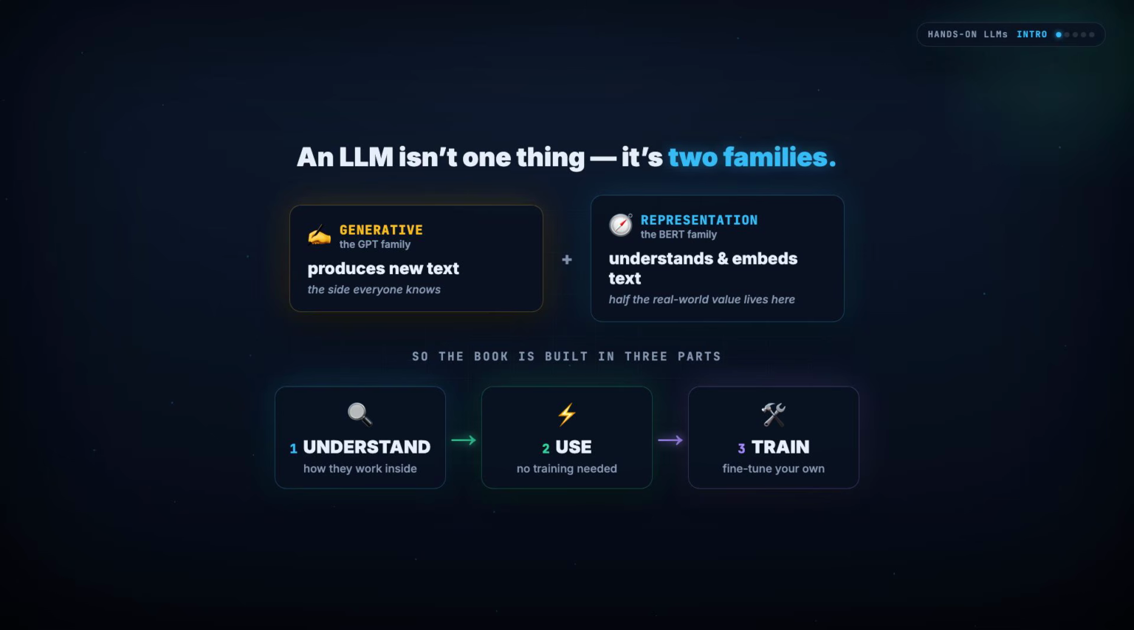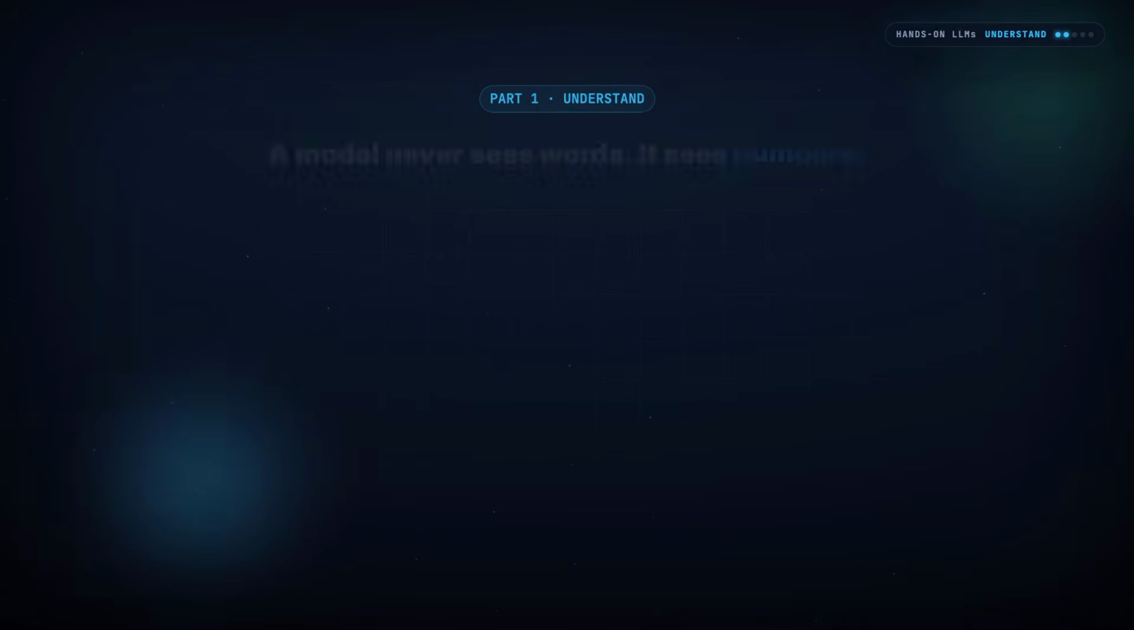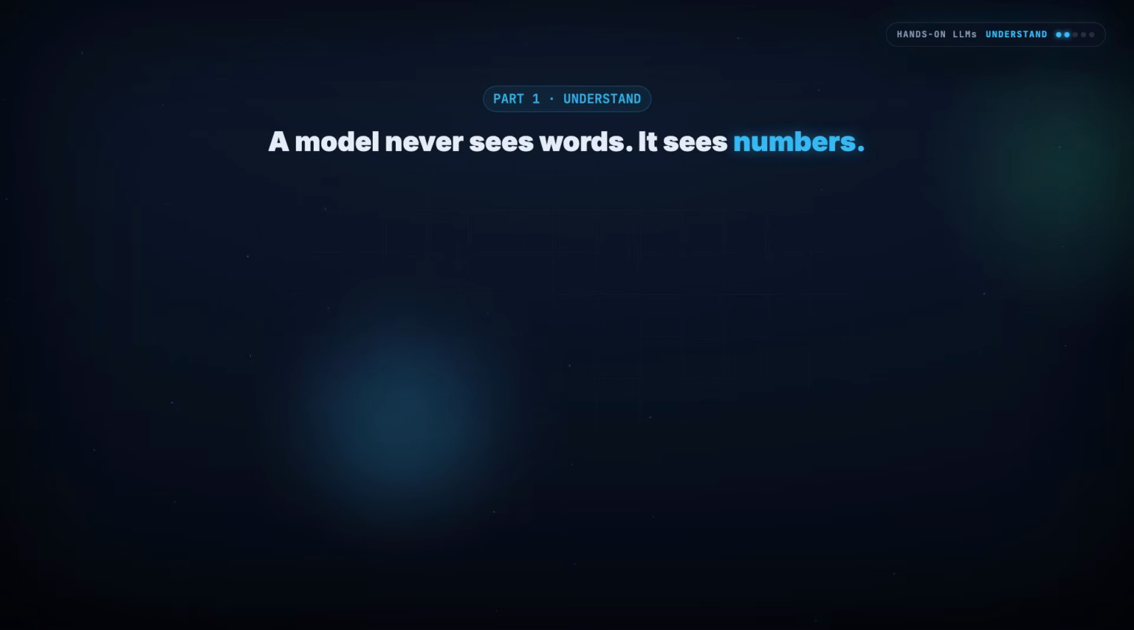So the book is built in three parts. Part 1, understand how these models work under the hood. Part 2, use models that already exist without training anything. And part 3, train and fine tune your own. Understand, use, train. Let's walk all three. Part 1, understanding the machine.